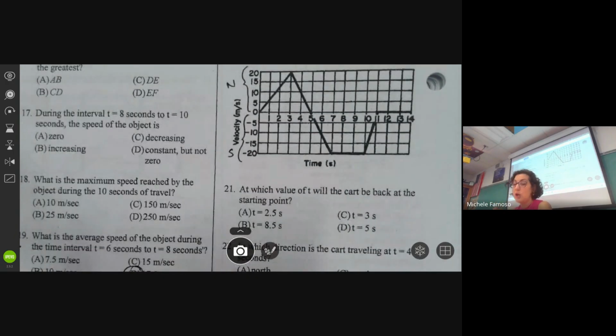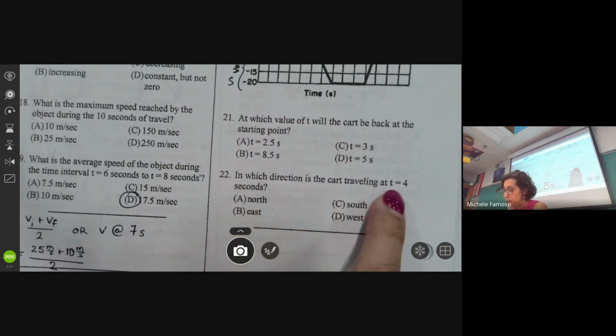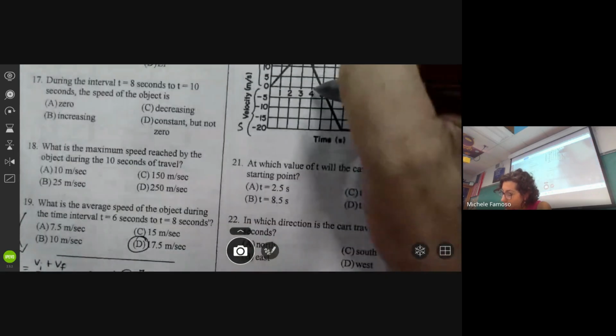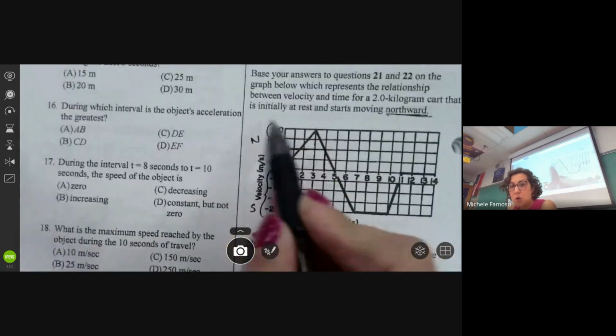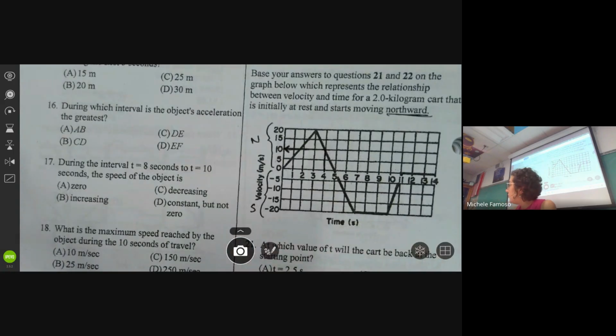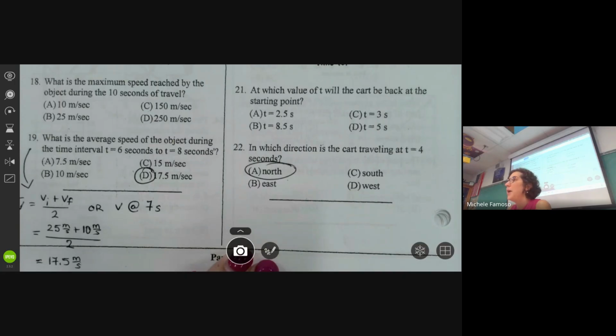So let's actually look at 22 first. 22 asks us, in what direction are we moving at 4 seconds? So I go to the graph at 4 seconds, go up and over, and I see that the graph is in the north quadrant, which means I'm traveling north. That's why it's A, north. We got a positive velocity here. Positive velocity in this case means north, not east.